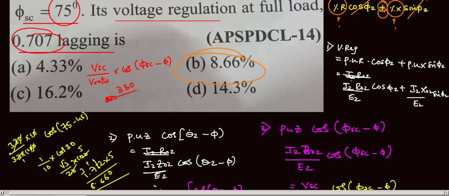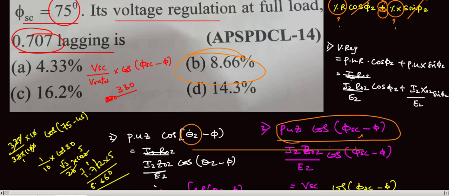So you have to remember three formulas in voltage regulation. The first: percentage per unit resistance into cos phi 2 plus or minus per unit reactance into sin phi 2. Second, if you know the impedance angle and power factor angle: per unit impedance into cos of (theta minus phi). If he has not given the per unit impedance directly, he will give Vsc by V rated. So the other formula is per unit impedance into cos of (phi SC minus phi). And this theta 2 is the impedance angle; if the voltage regulation is the same, it will be the same.